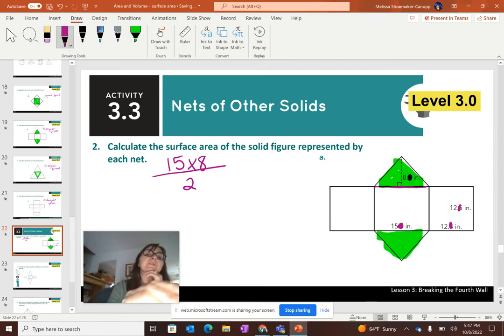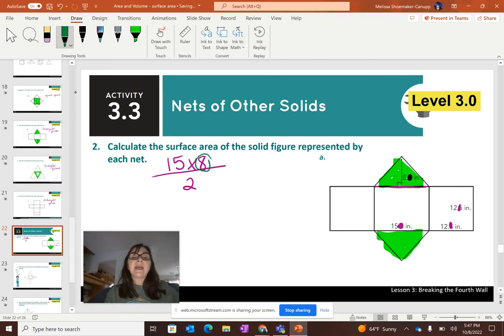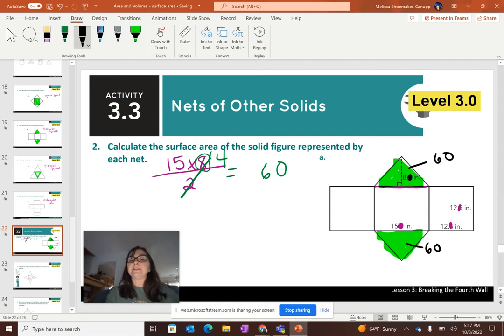Now, for those of you I've been sharing hints with, so if you haven't learned this already, go ahead and think about it now. I think about the numbers 15 and 8. 8 is even. So I'm going to cut that in half before I multiply and make my life a little easier. 15 times 4, let's see, 4 times 5 is 20. So that's going to be 60. So that tells me this one is 60 and this one is 60.